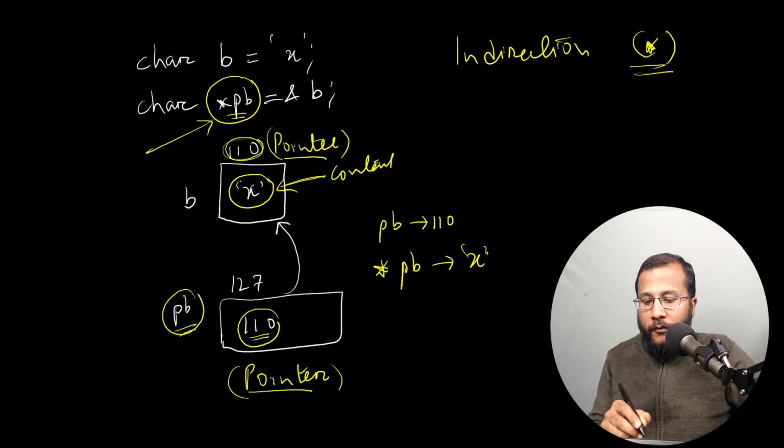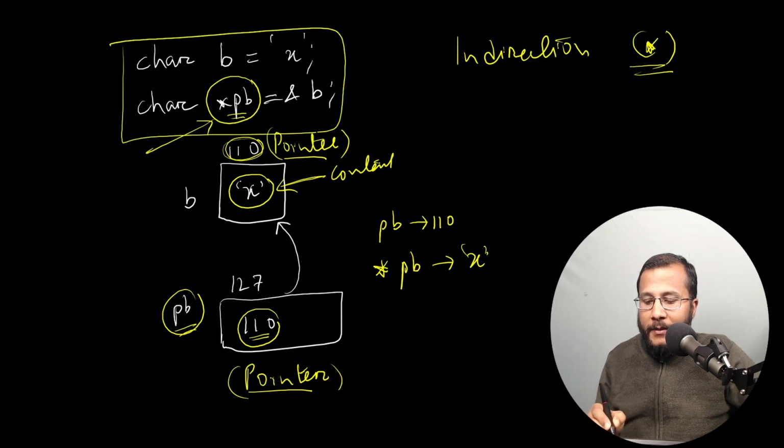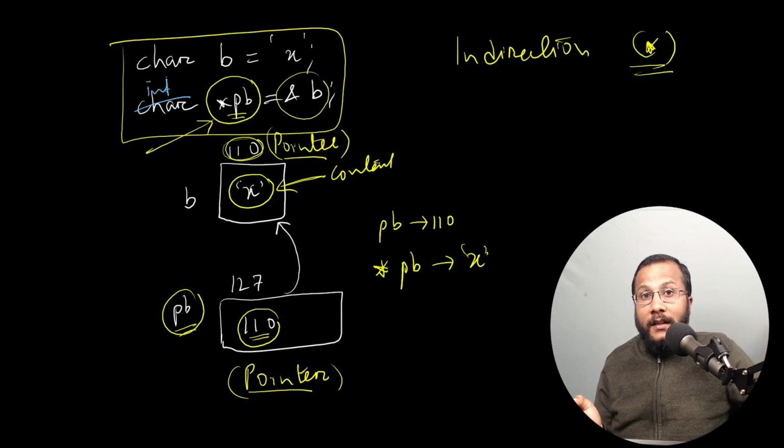Now one more thing before we end this lecture. In this case, I'm storing the address of B in the pointer variable PB. Now there must be compatibility. I can't just write it as int star P. It will not work. If I want to store the address of the character, I have to have a character pointer. If I want to store the address of an integer, I have to have an integer pointer. So in this example, I'm storing the address of a character, so I have to have this as a character pointer and not as an integer pointer.